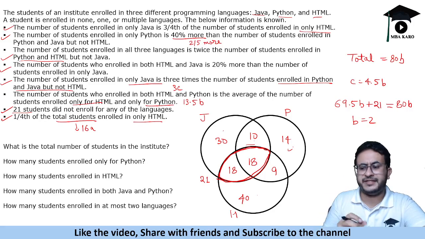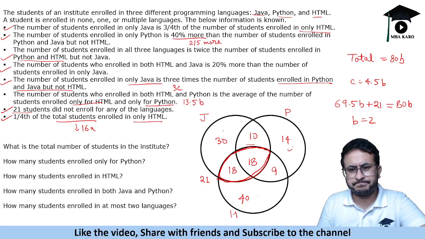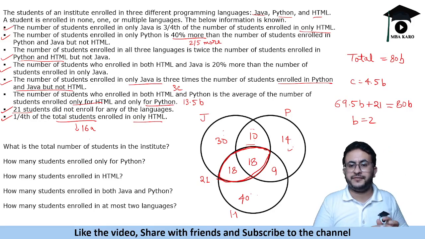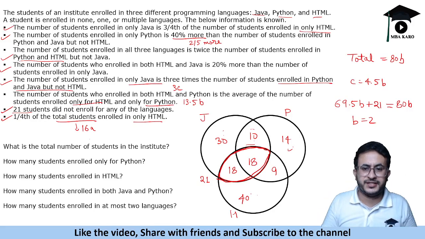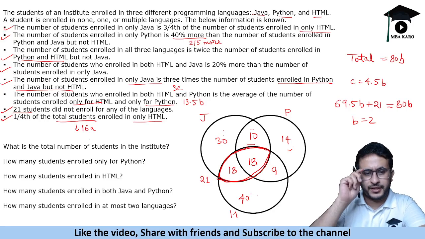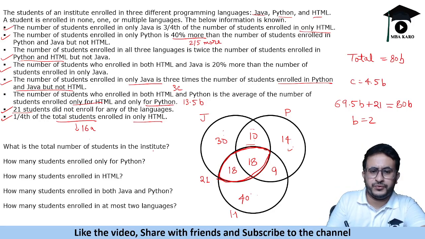Okay. So how did we simplify it? We took basically this total 16A, we got 4A and 3A, then there was a relation between A and B. So gradually we converted all these three variables into a single variable and solved the equation to get the numbers. Okay. Now what is the total number of students in the institute? That is 80B, B was 2, so 160 students.